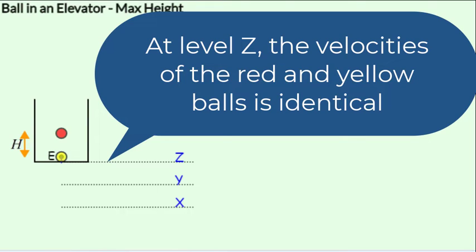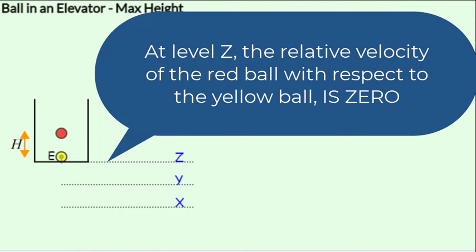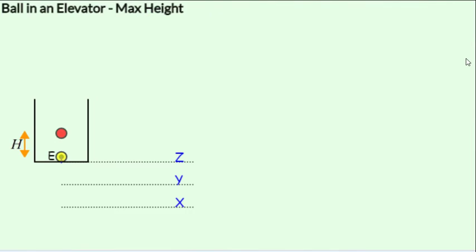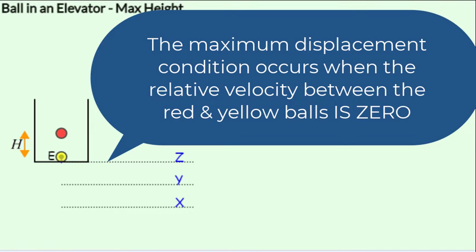Now this is very important. This means that at level Z, the relative velocity between the red and yellow balls will be zero. So the red and yellow balls, and therefore the elevator, will have the same velocity at a time when the elevator has reached level Z. And the maximum height or the maximum displacement condition occurs when the relative velocity between the red and yellow balls is 0.